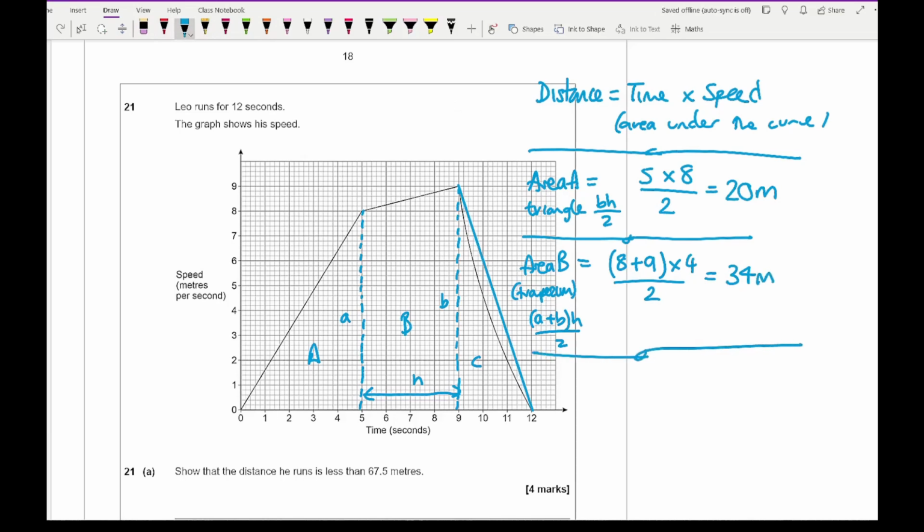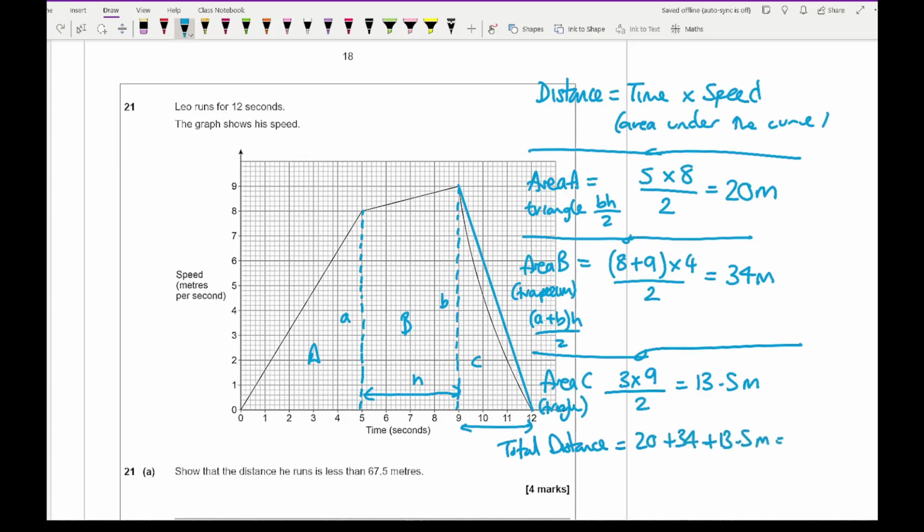Then for area C, it's a triangle. So here I've got my base, which is 3. So it's 3 times 9, which is the height, divided by 2. Let me just write triangle there. And that gives me an answer of 13.5 meters. Now the total distance is going to be 20 plus 34 plus 13.5, which is 67.5, which is what they wanted me to show.